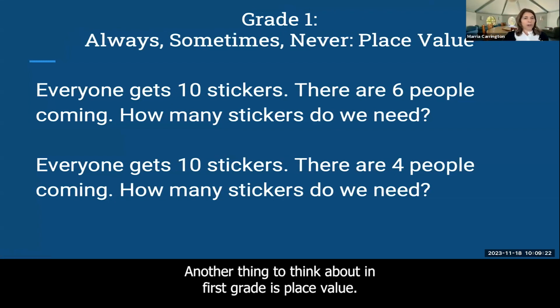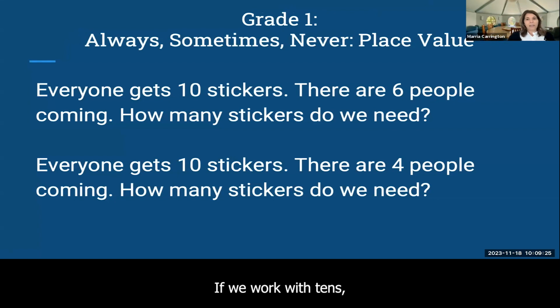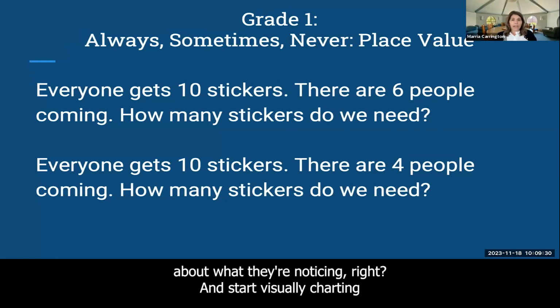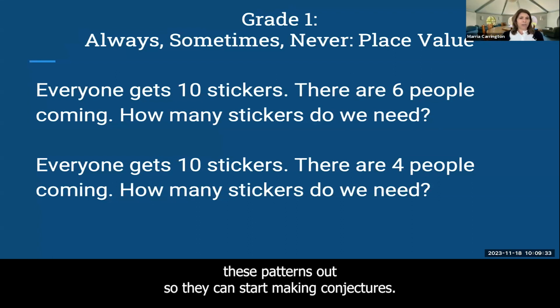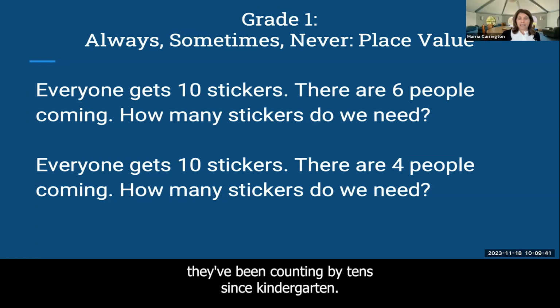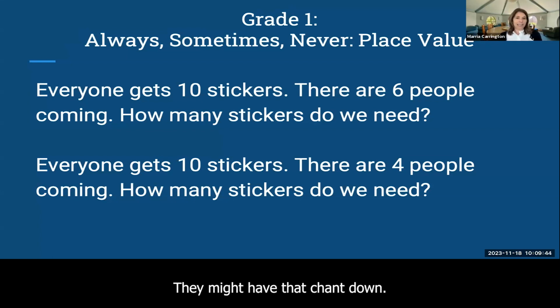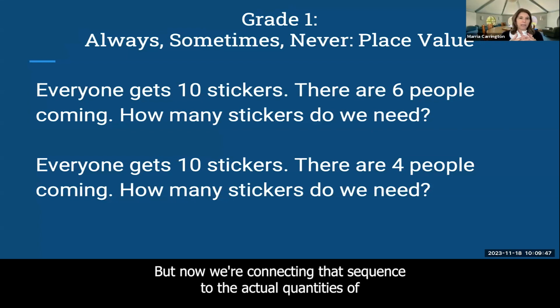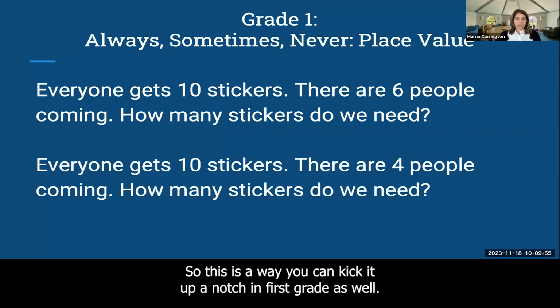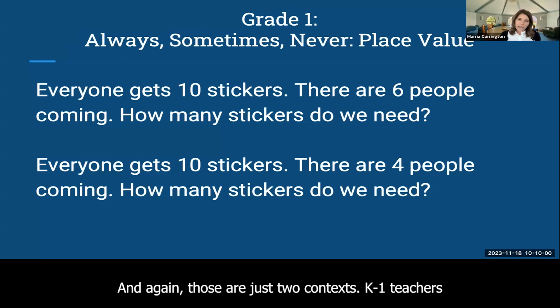Another thing to think about in first grade is place value. If we work with tens, we can use these contexts and start having them talk about what they're noticing, right? And start visually charting these patterns out so they can start making conjectures. Kids in first grade have been counting by tens since kindergarten. They might have that chant down, but now we're connecting that sequence to the actual quantities of groups of 10. And now we've got 6 groups because there are 6 people coming. That lands on 60. So this is a way you can kick it up a notch in first grade as well. And again, those are just 2 contexts.